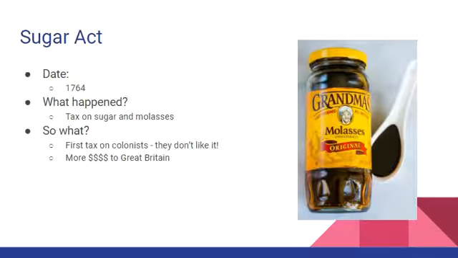So here are some more important events. The first important one is the Sugar Act. And this happened in 1764. It's just a tax on sugar and molasses. And this was the first tax on colonists. They don't like it. And Britain gets more money because of this.